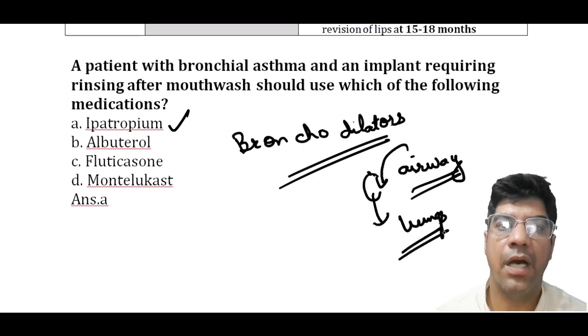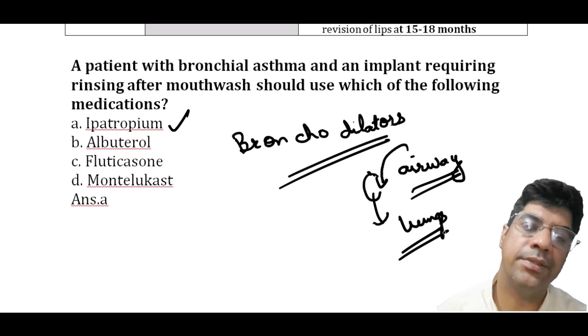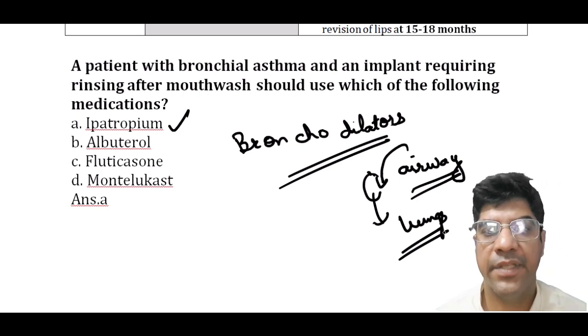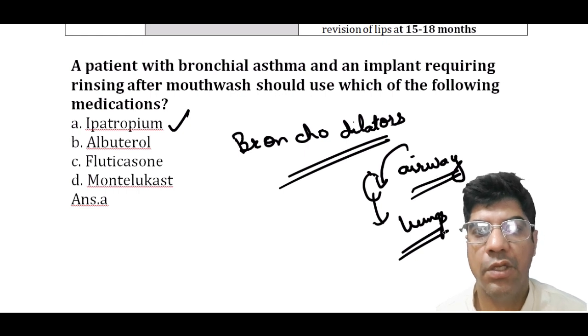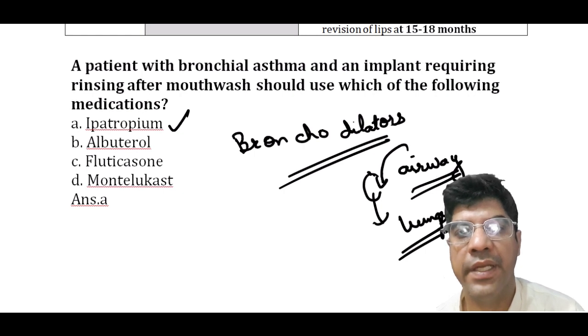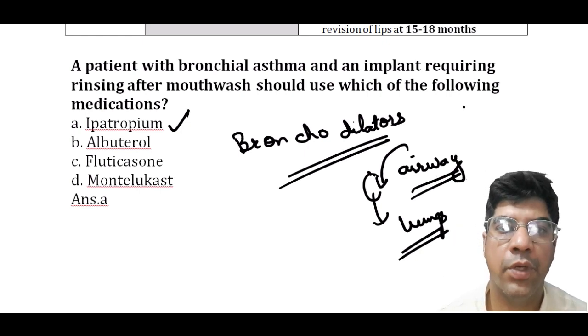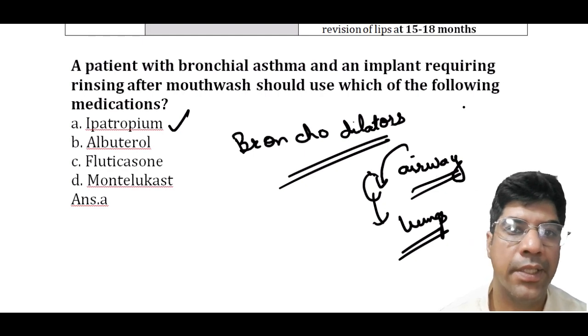Now the patient with asthma, we know he will experience bronchospasm that can be triggered by various factors including irritations or allergies. So the patient with a dental implant requires special care to maintain oral hygiene and prevent complications. So rinsing the mouth after using mouthwash is recommended for patients with implants to remove any residual mouthwash, and so ipratropium is suitable for patients with asthma who require rinsing after mouthwash because it is not associated with any adverse effect on the oral tissues.